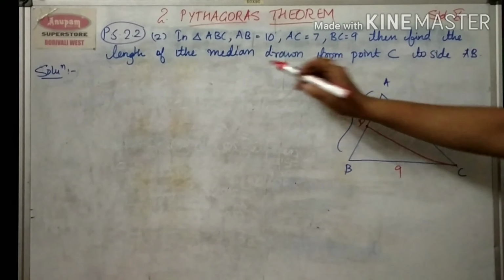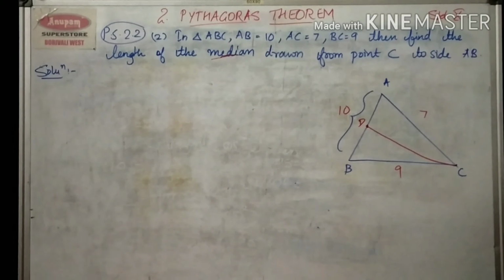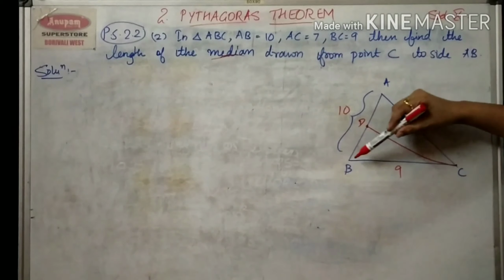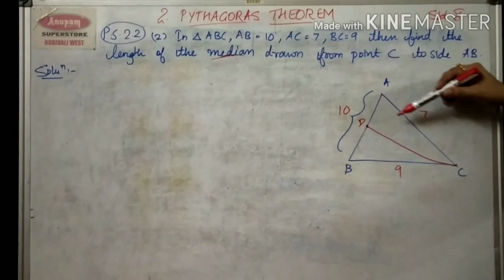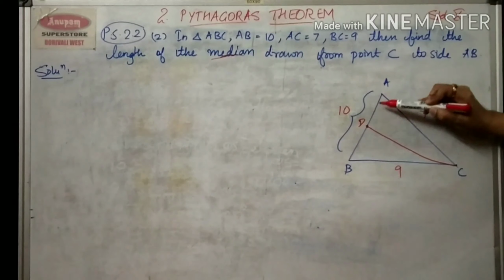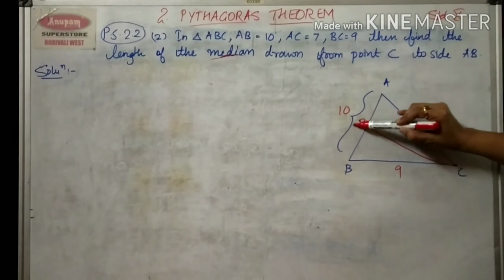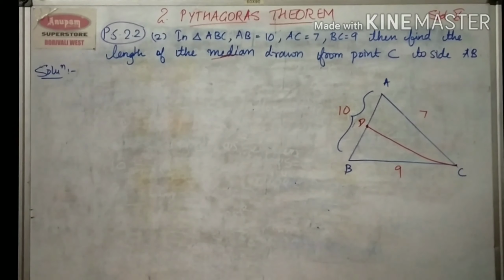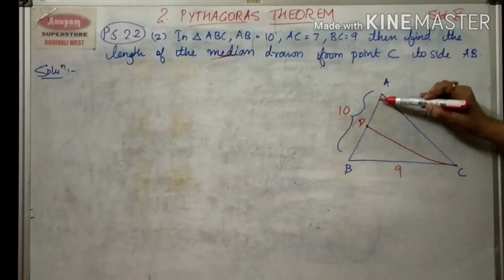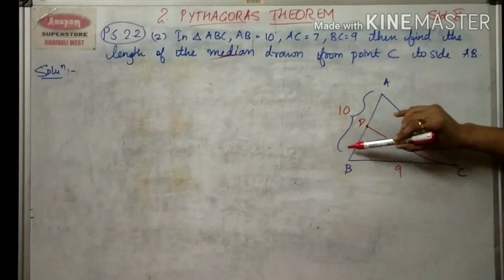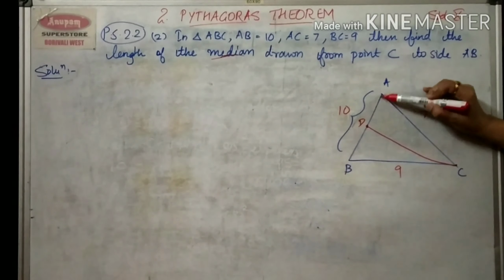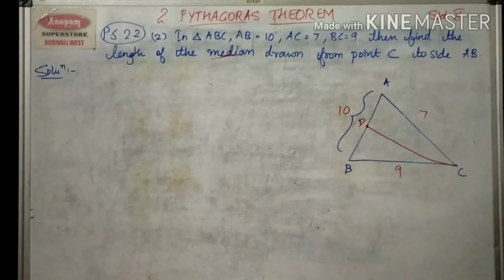Whenever we talk about a median, children, we are going to apply the Apollonius theorem. What the Apollonius theorem says is that AC square plus BC square is equal to 2CD square plus 2AD square. But I don't have AD here. Rather, I have the entire AB. So my first duty is to find the length of AD. If D is the midpoint of AB, then AD is going to be half of AB. So let us write down and solve that first.